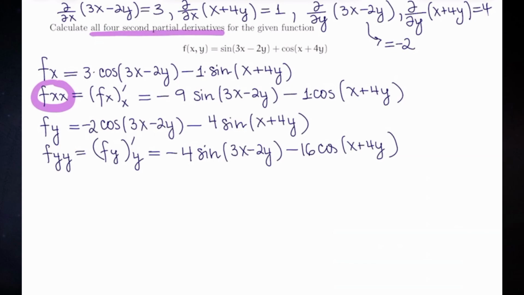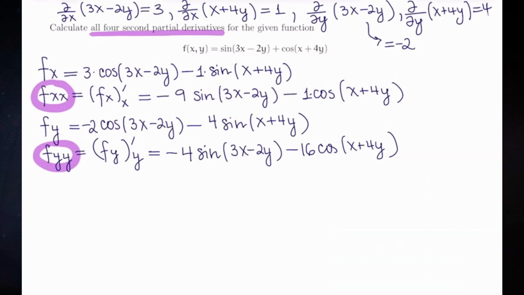Okay, so this is the second partial derivative that we needed to find, f sub yy, and it is negative 4 sine of 3x minus 2y minus 16 cosine of x plus 4y. Okay, so we have to find 2 more.